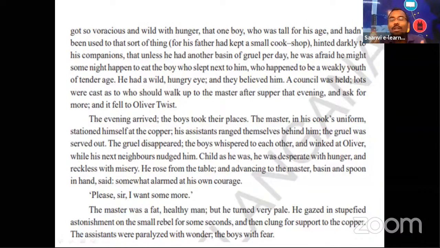Finally, it fell to our Oliver Twist. So after supper this evening, after dinner this evening, Oliver had to go to the master and ask for one more basin of gruel. One more basin of gruel. So Oliver's situation is very dangerous, isn't it? The master never served out two basins to one child, and the children don't have the authority to ask for one more basin full of gruel. So that is the situation.